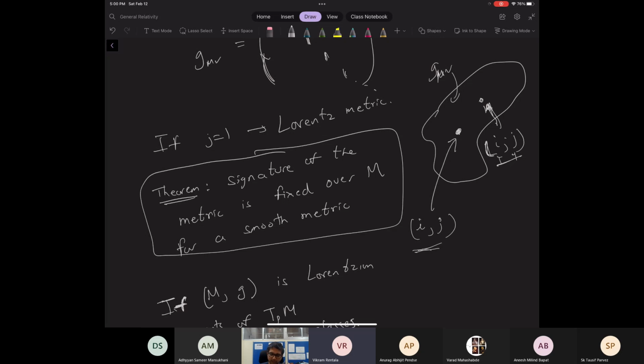For a smooth metric, why would that be the case? Because if one of these eigenvalues has to transition smoothly from positive to negative, at some point it must go through 0. And if your metric is non-degenerate, that will never happen. We're not proving it rigorously, but you can understand why this would be the case. So everywhere on the manifold, the signature of the metric must be the same. That is, if I diagonalize the metric at any point P or another point P prime, the number of positive eigenvalues and the number of negative eigenvalues will be fixed over the entire manifold.